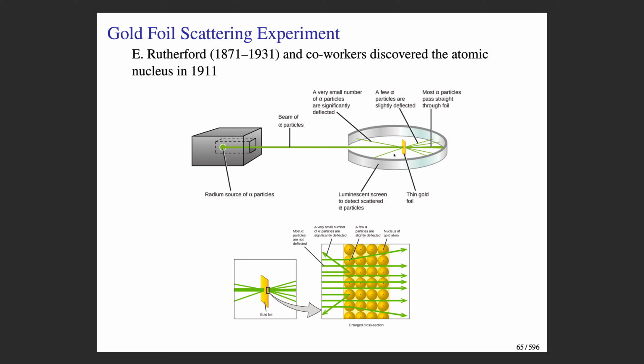But every once in a while, he would get an alpha particle, a high energy alpha particle, being deflected straight back at him. And this was rather surprising because the alpha particles have such a large momentum that they should really just go straight through this foil.